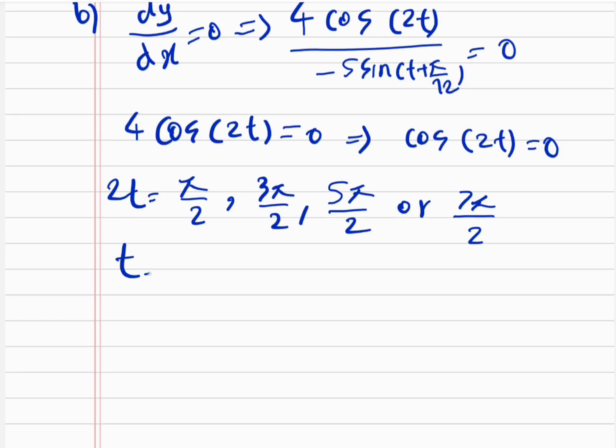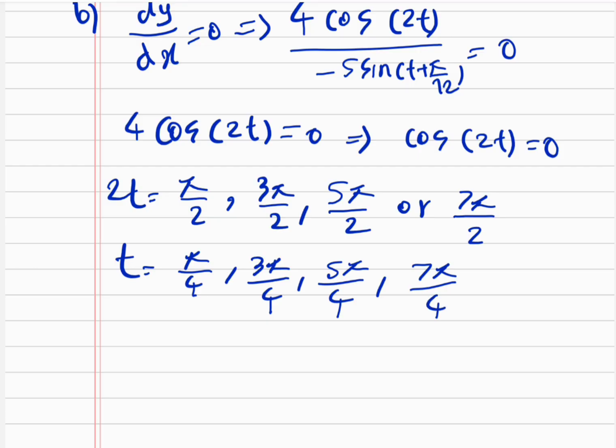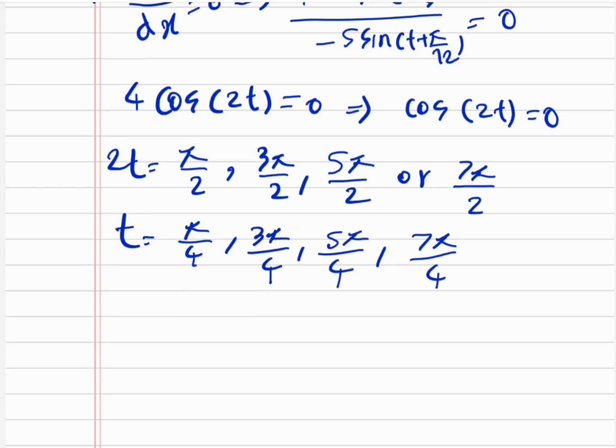Okay, now in order to have t, we divide all of them by 2. So it's going to be pi over 4, 3 pi over 4, 5 pi over 4, and 7 pi over 4. Now these are the solutions for t, but in order to find the stationary points, since we have parametric equations, for each value of t we need to find the corresponding x and y coordinates. So we substitute each value of t into the equations of x and y, and that way we can find all the coordinates of the stationary points.